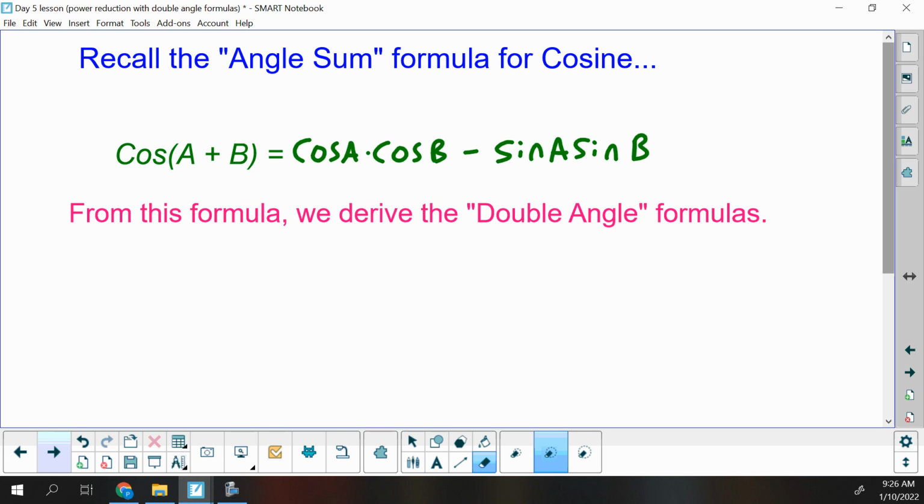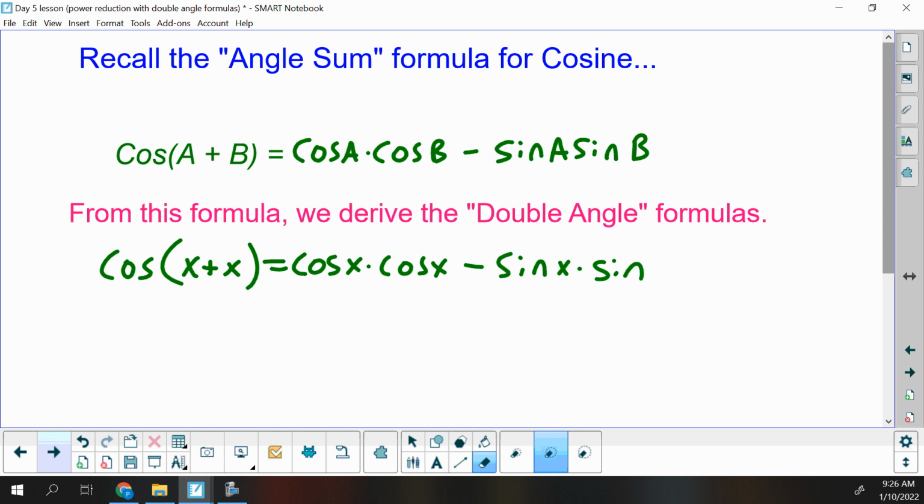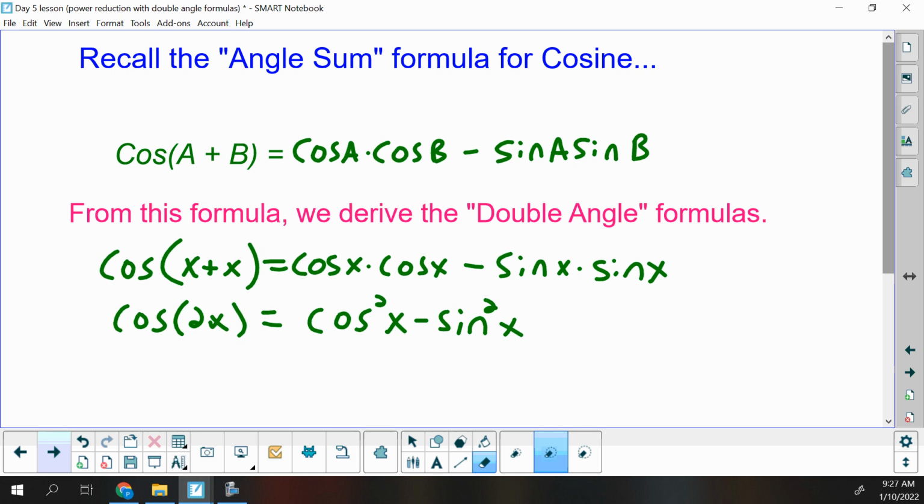From this, we're able to do the double angle formula. Because what if A and B were just the same? Well then, this really just is cos x times cos x minus sine x times sine x. So on the left, this is really cos 2x, which is why it's showing our double angle formula. And that's equal to cos squared x minus sine squared x. So that's using our angle sum formula just to get to our double angle formula.